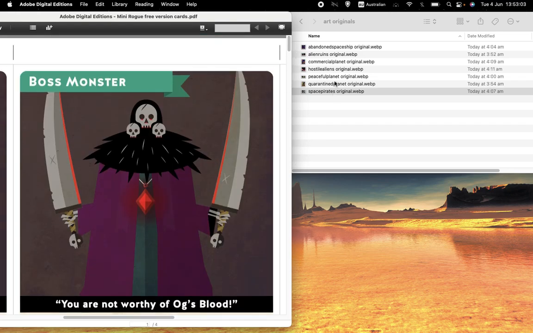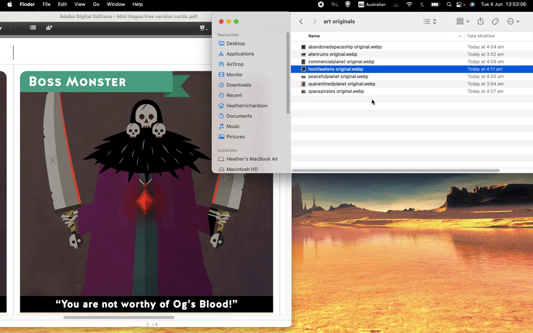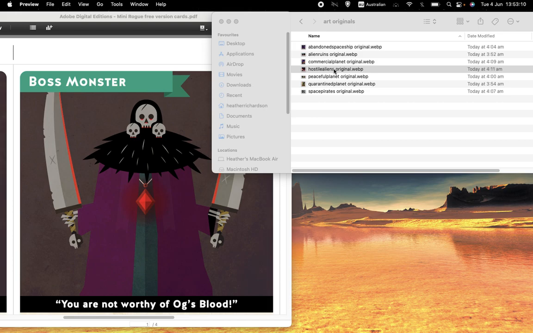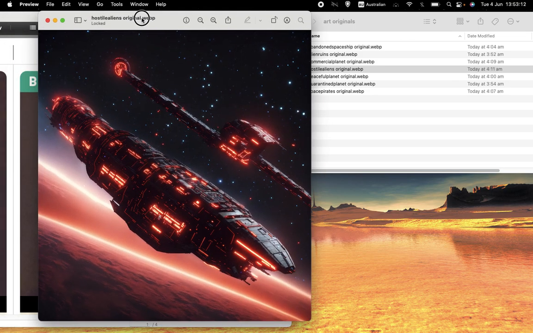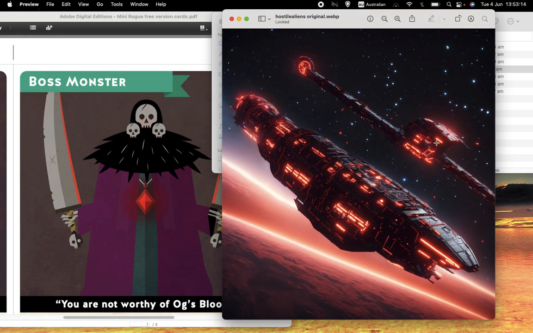They are going to be hostile aliens, which is just another spaceship picture. Hang on, it doesn't seem to be loading. There we go. I thought these guys somehow looked more dangerous, probably because of the red glow, maybe.